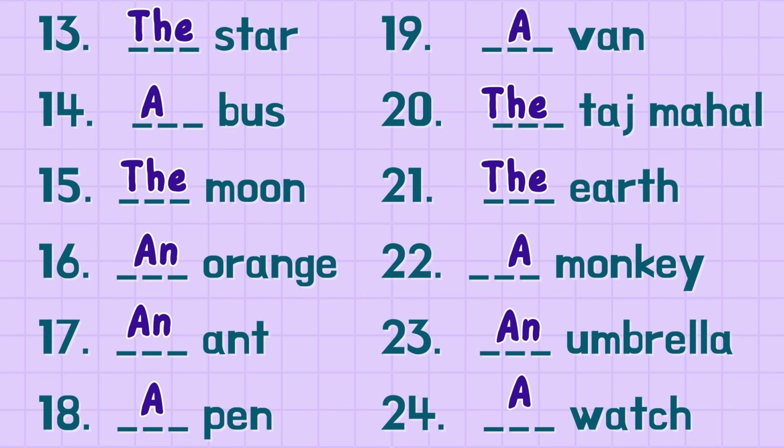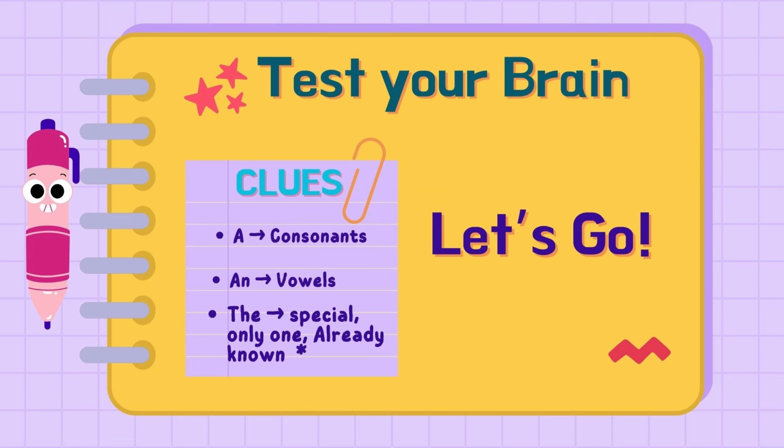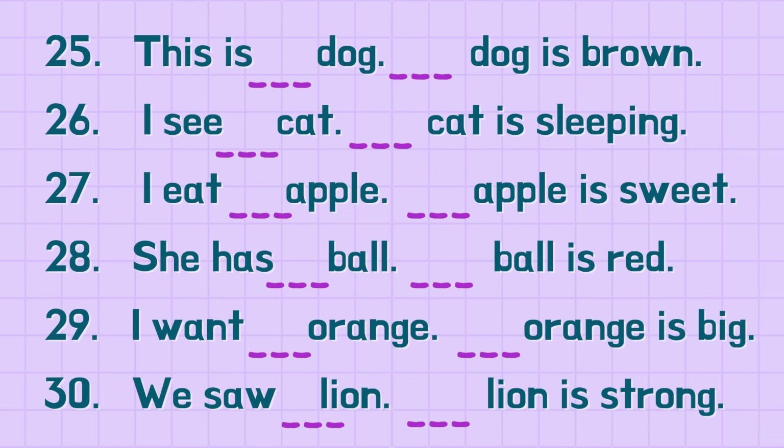Let's see the answer. The star, a bus, the moon, an orange, an ant, a pen, a van, the Taj Mahal, the earth, a monkey, an umbrella, a watch. Last one. Read the clues. Let's go. Read the sentences carefully.